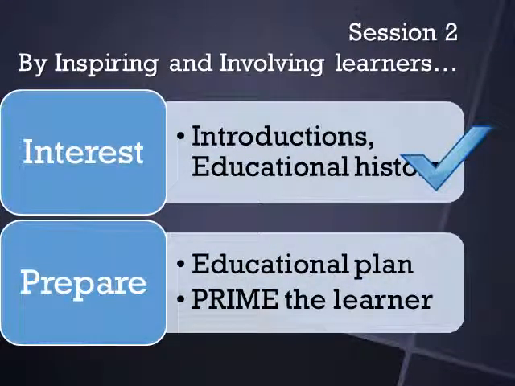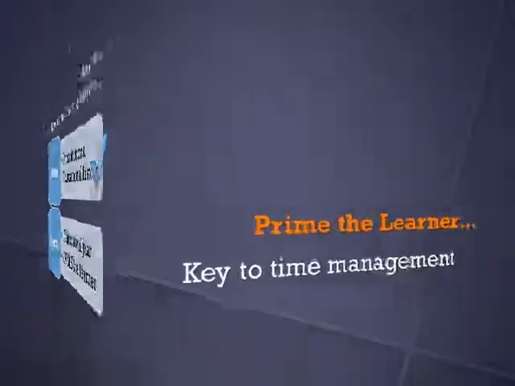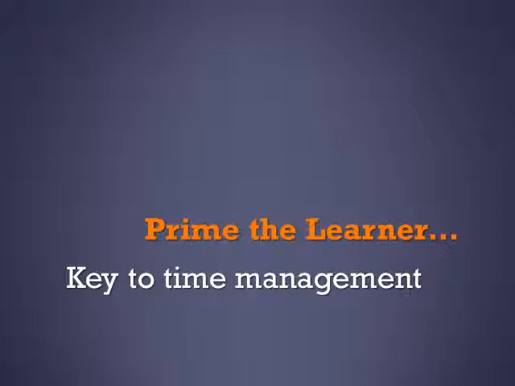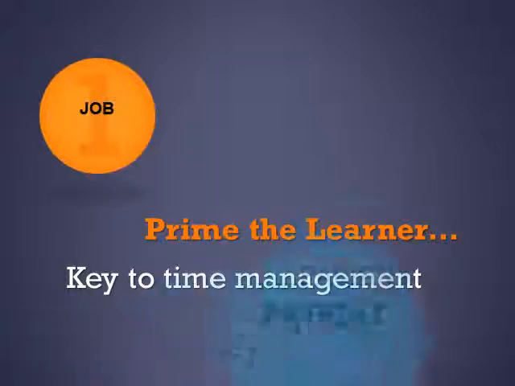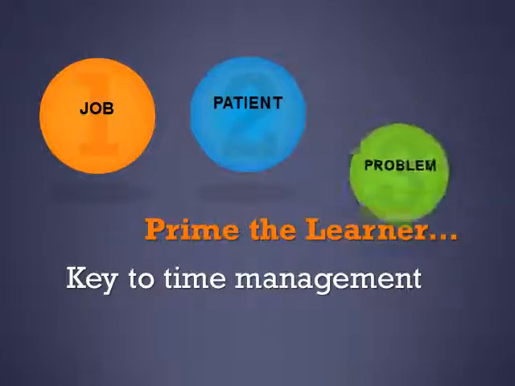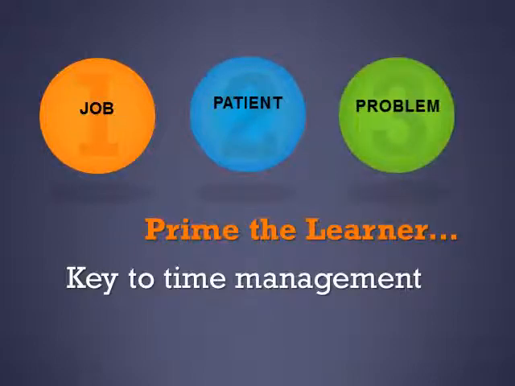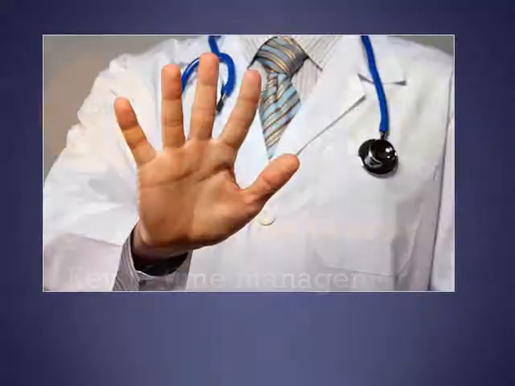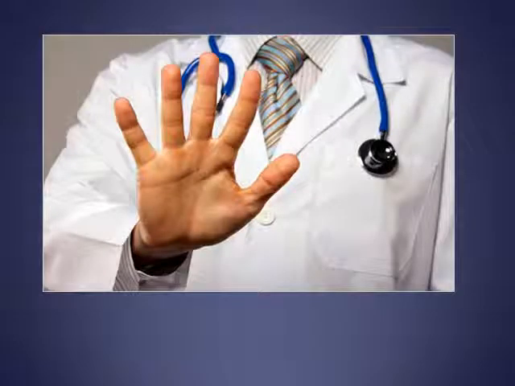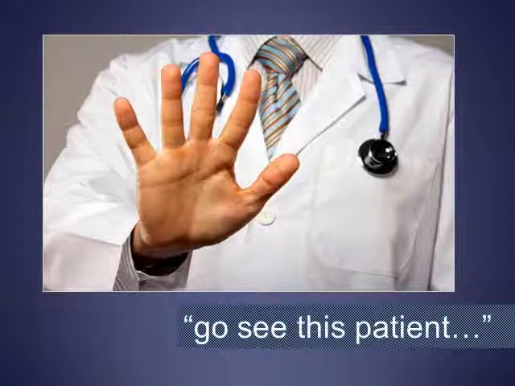So now that we've taken an educational history and defined some reasonable educational goals for the learner, let's discuss how to prepare an educational plan for the learner. Basically, in order to prime the learner, you need to outline a job description, prepare the patient for the learner and prime the learner for the patient, and focus the learner on the specific task or problem for the patient. This means going beyond the routine, "Please go see this patient and get me when you are done."